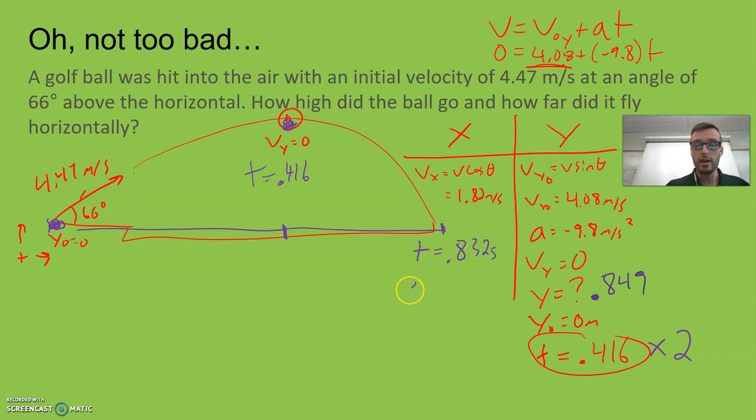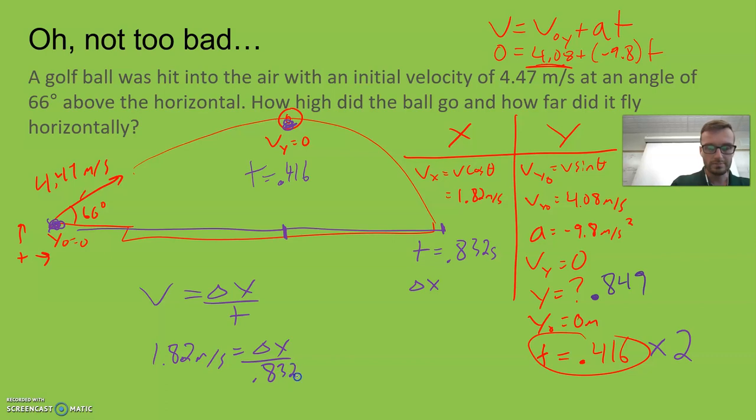Now when it says how far did the ball travel, we know that velocity is displacement over time. We can plug some things in here. Velocity, 1.82 meters per second, equals delta x divided by 0.832. Of course, we just multiply both sides by 0.832. So 1.82 times 0.832 gets us 1.51 meters. Our answer for the displacement, how far did we go, is 1.51 meters.